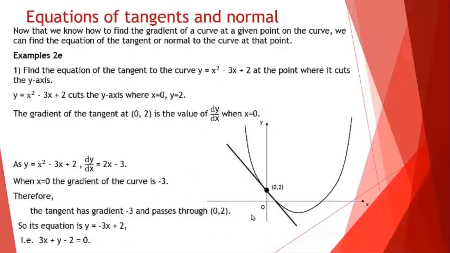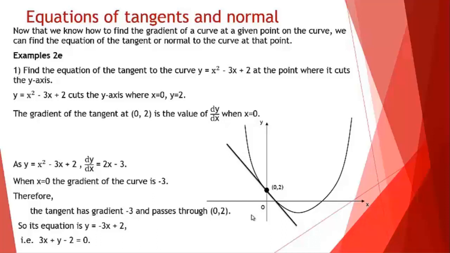Equations of tangents and normal. Now that we know how to find the gradient of a curve at a given point on the curve, we can find the equation of the tangent or normal to the curve at that point. So we know that the normal is perpendicular to the tangent. So using that information, we are going to figure out the answer for these questions.